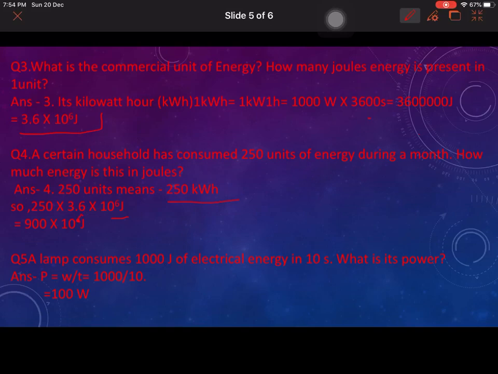A lamp consumes 1000 joules of electrical energy in 10 seconds. What is its power? So 1000 upon 10, it is 100 watt.